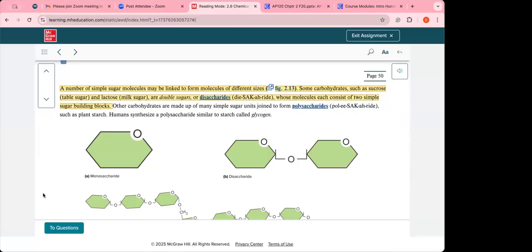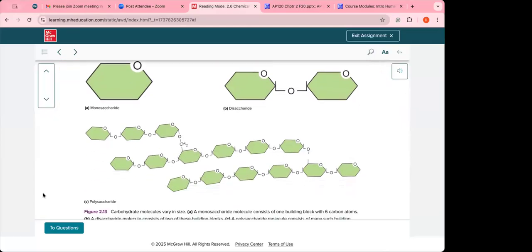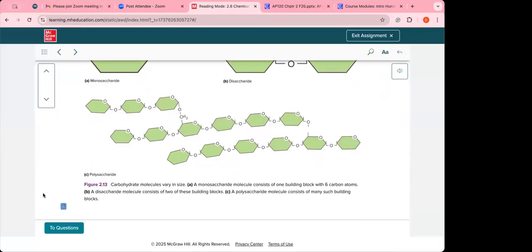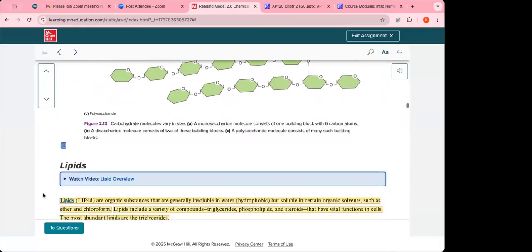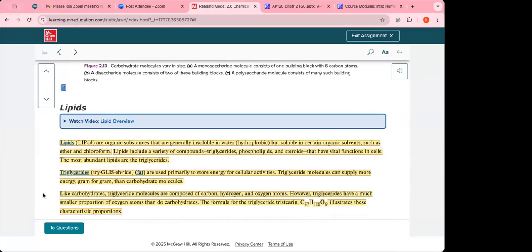Okay, scroll down more. It's not giving me a formula. It's just telling me that they're, yeah. So I think go to the question because that's all it says.